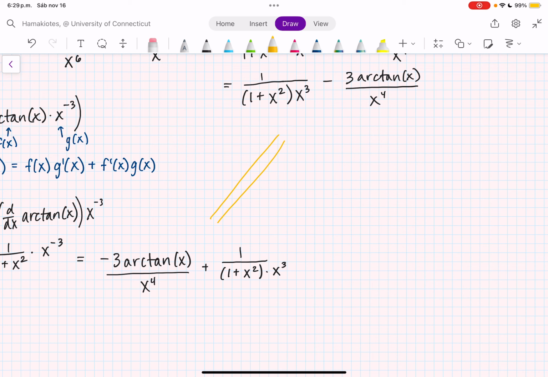So in this video, we saw how to find the derivative of this function using the quotient rule and the product rule.